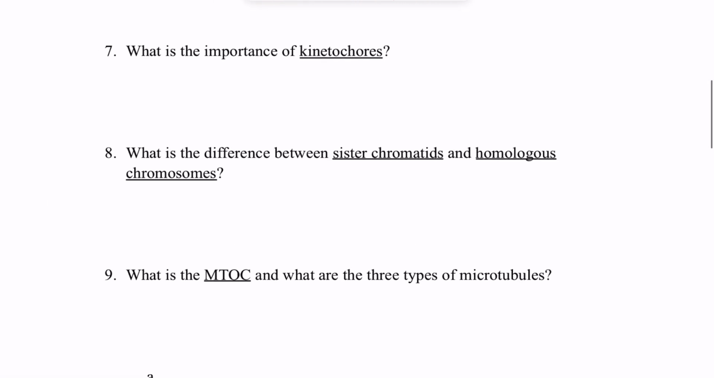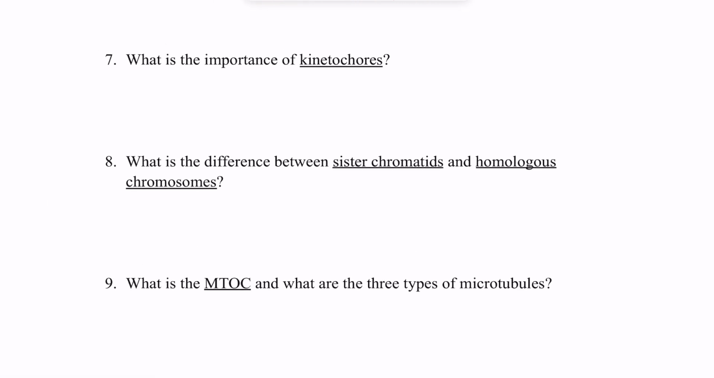All right, question number 7. What is the importance of kinetochores? So these are kind of important. I think this is a highly testable topic. Kinetochores are the fibers that actually bind to the chromosome at the centromere. And it's super important because it allows the chromosomes to be moved. So say we have a chromosome here, right? So our centromere is going to be the center part right here.